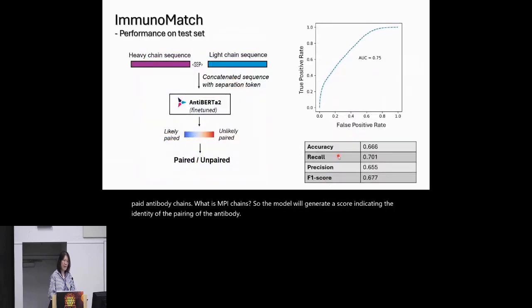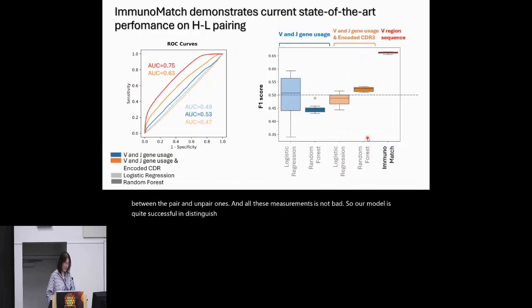And we wanted to evaluate the performance of ImmunoMatch. You can see from this ROC curve that the area under the curve is around 0.75, which means that the model can distinguish between the paired and unpaired ones. And all these measurements are not bad. So our model is quite successful in distinguishing between the paired and unpaired ones.